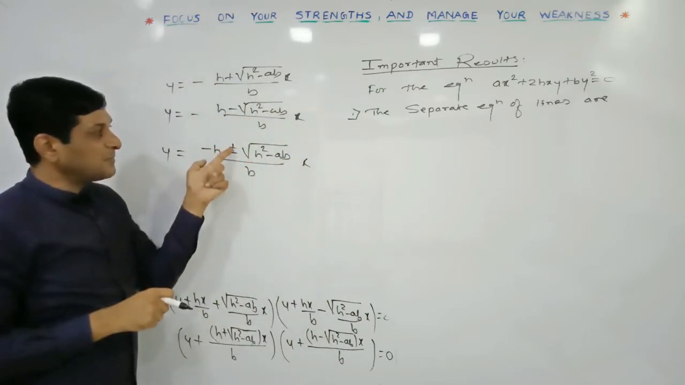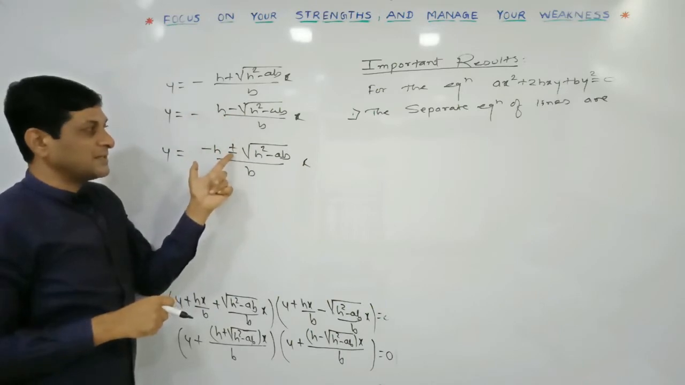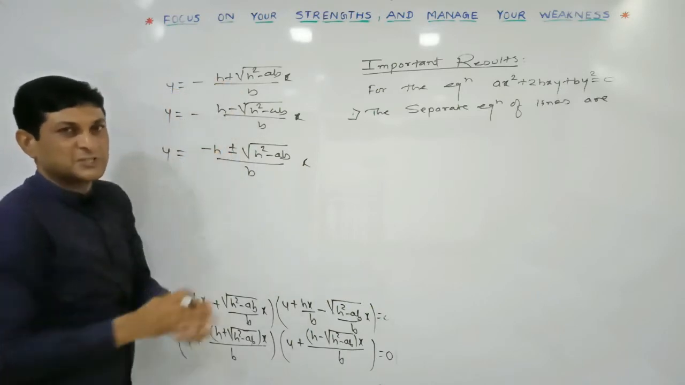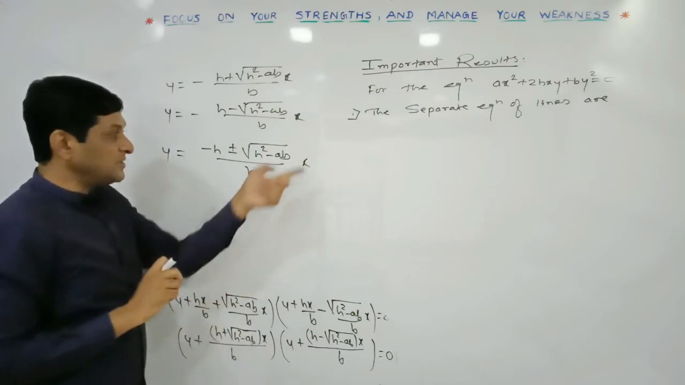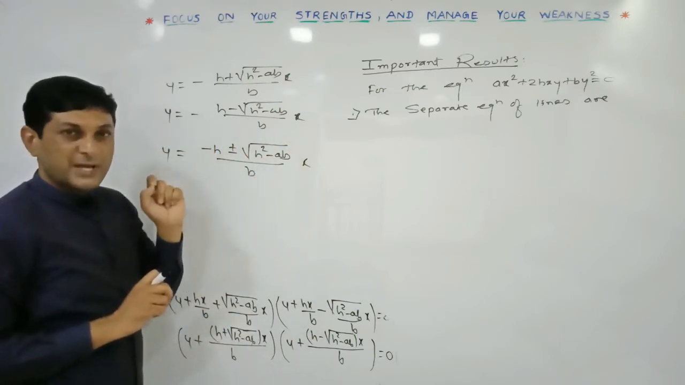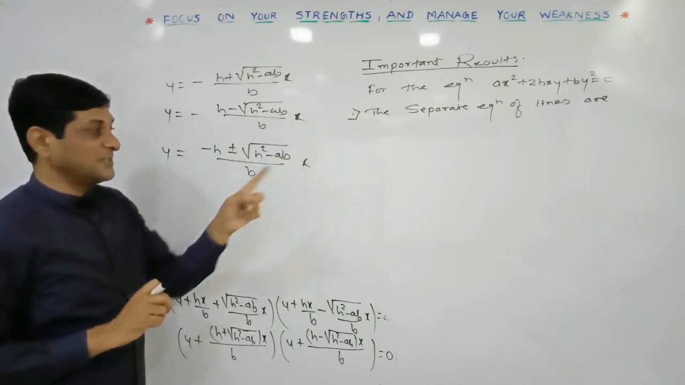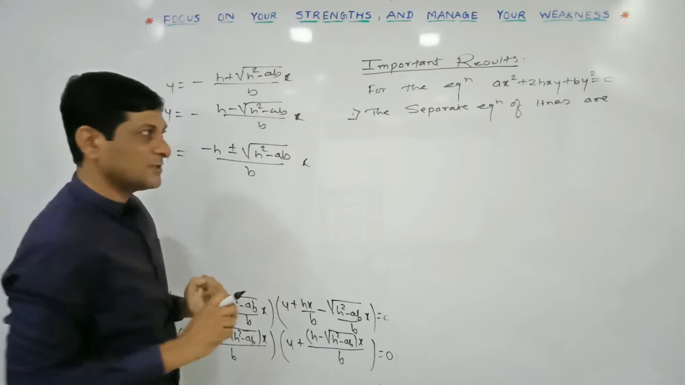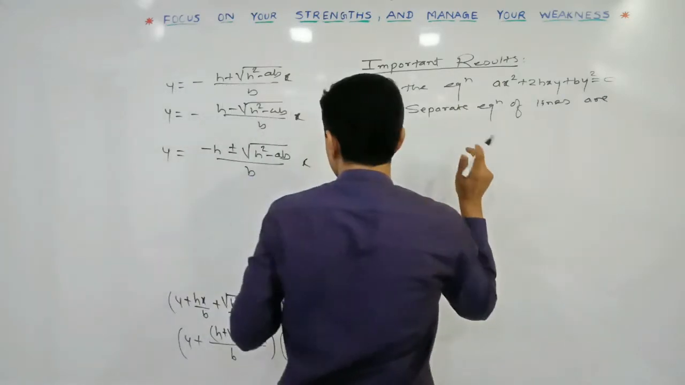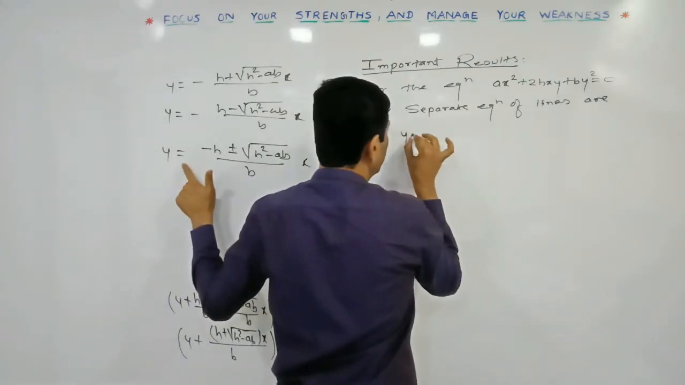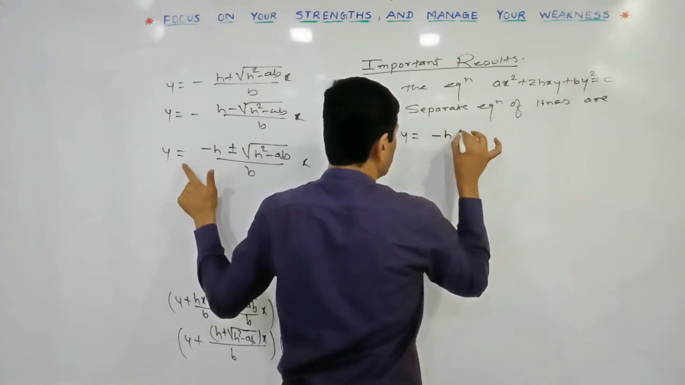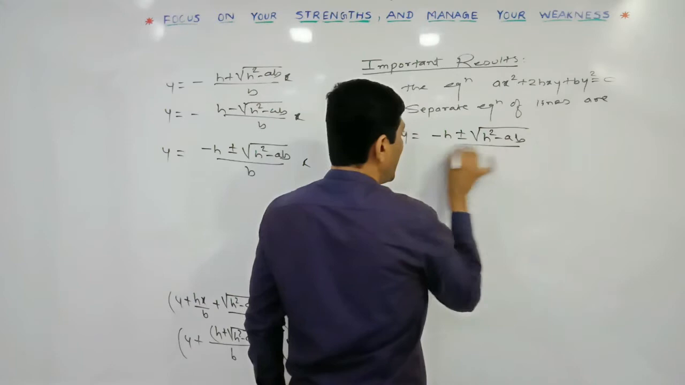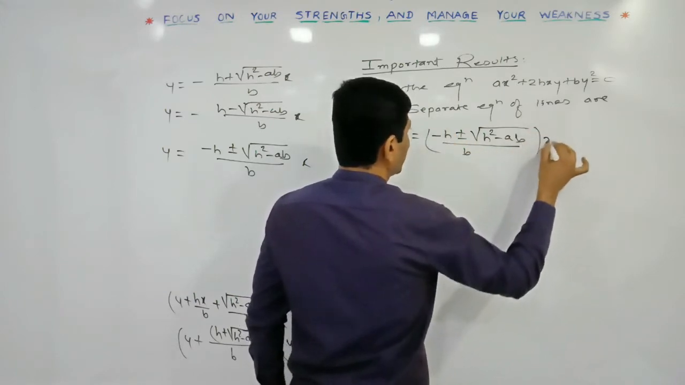If we consider plus, we will get this result. If we consider minus, we will get this result. These two results we have expressed in one expression. So what does this equation represent? A pair of lines, the separate equation of lines passing through the origin and represented by the given homogeneous equation. So the separate equation of lines is y is equal to minus h plus or minus under root h square minus ab upon b into x.